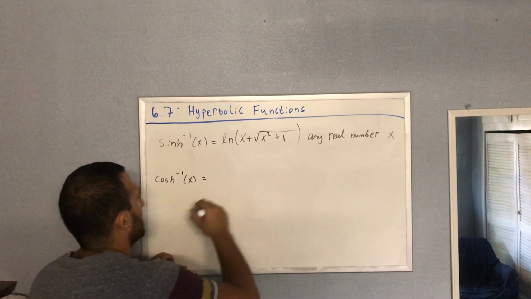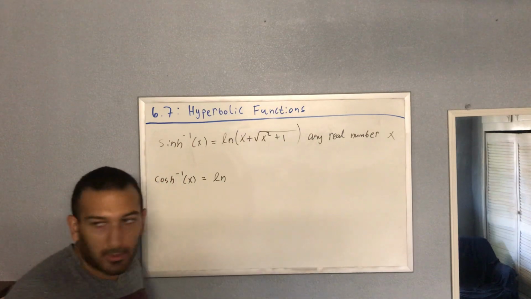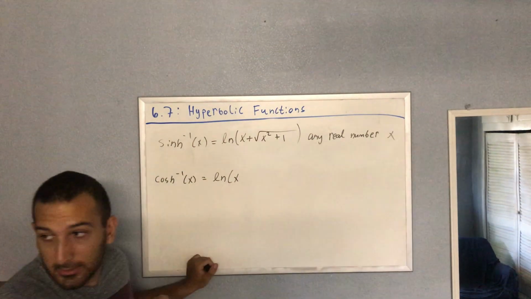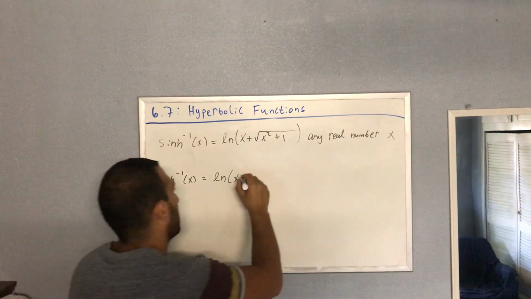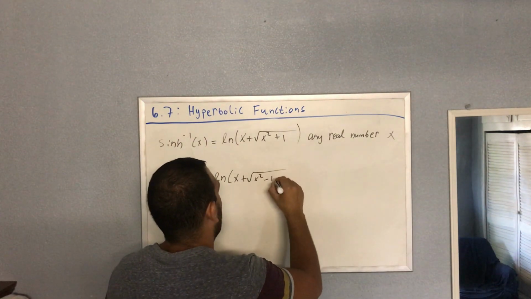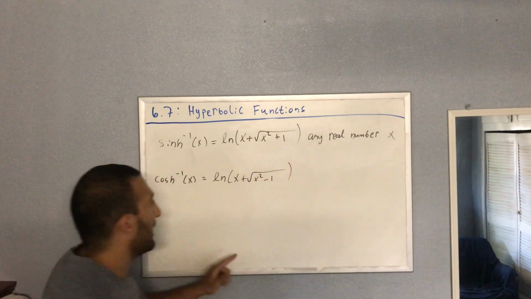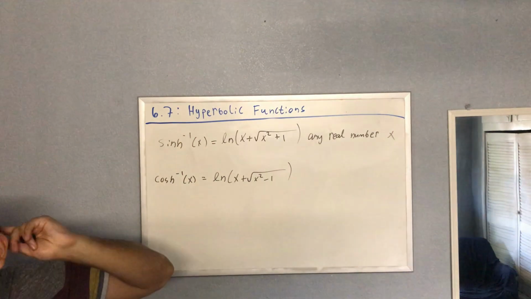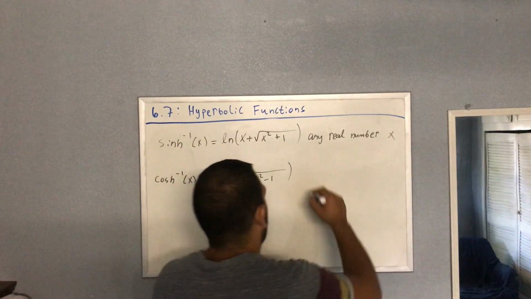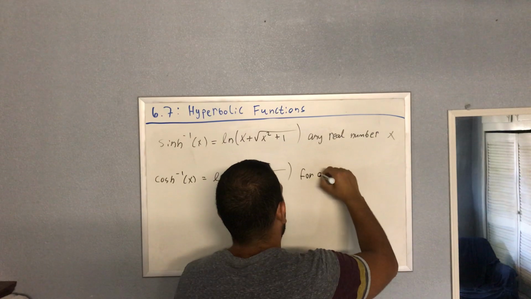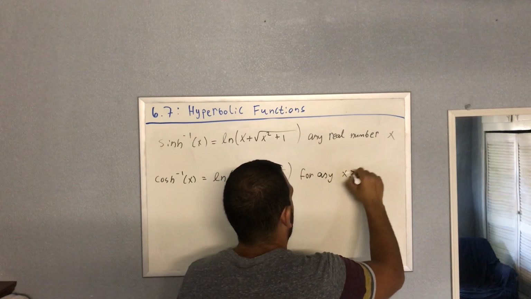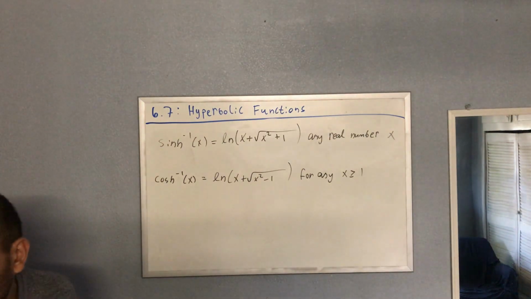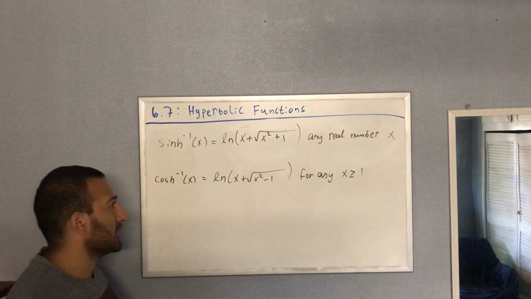And then inverse hyperbolic cosine is given by this. Okay, so minus sign here now. And now you can see that this does bring some issues up. So actually this is for any x 1 or larger. So we have to make that condition.